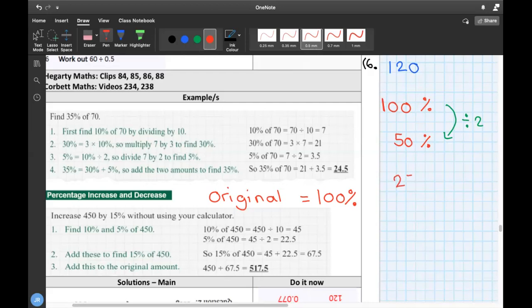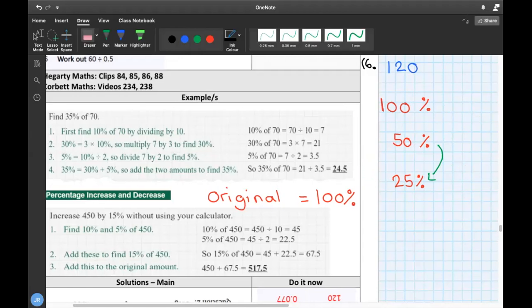Let's imagine you had 25%. Now from 100% to 25%, you've divided by 4, or you could go from 50% to 25% and divide by 2 again. Okay, so you could go step by step from 100 to 50 to 25, divide by 2, divide by 2, or you could go straight from 100% to 25% by dividing by 4. Okay. And what you want to do is use these key percentages, 10%, 1%, 5%, to make up the percentage that you've been asked for.